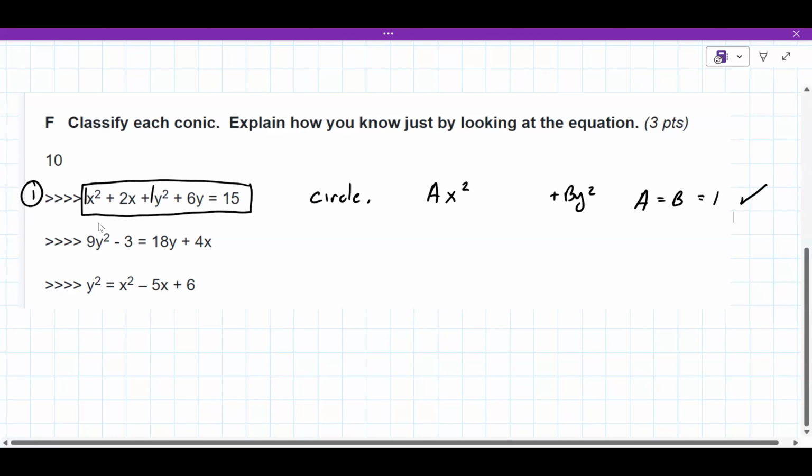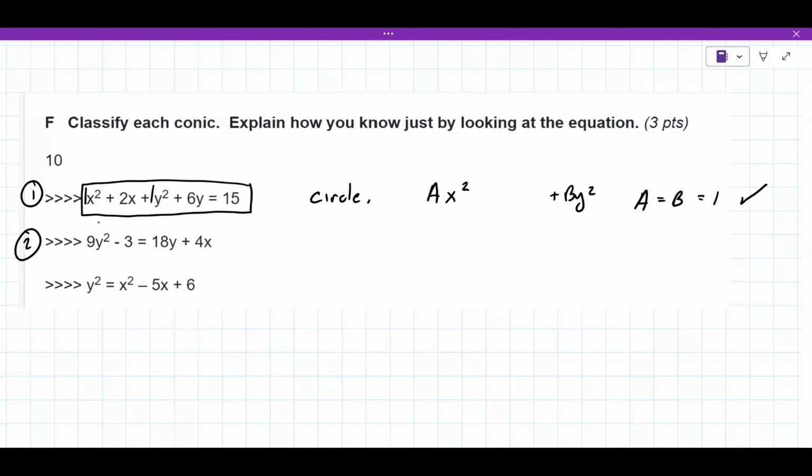All right, so next, do the same thing for number 2. Go ahead and graph it, and then I'll provide the explanation for why it is what it is.